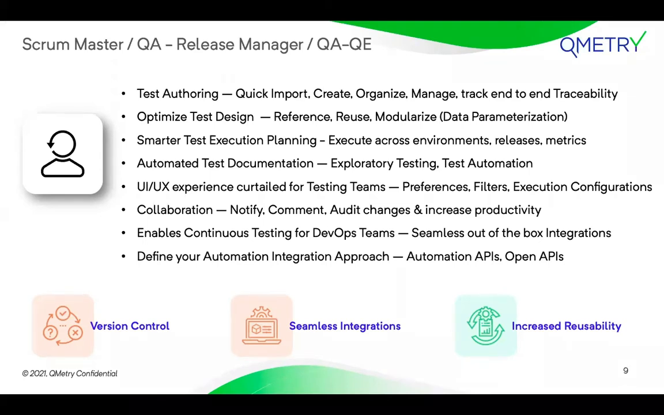So the approach is absolutely your choice. You have either of the routes to go with, and QMetry will help you leverage the referenceability, reusability, and even modularization. QMetry specifically offers this feature called data parameterization, which helps you reiterate a lot of combinations of your test data without creating duplicate assets. It also offers a very smart test execution planning. You can execute the same set of test cases across different environments, across different sprints, releases, matrices, across different testers and different geographies without losing previous execution records.